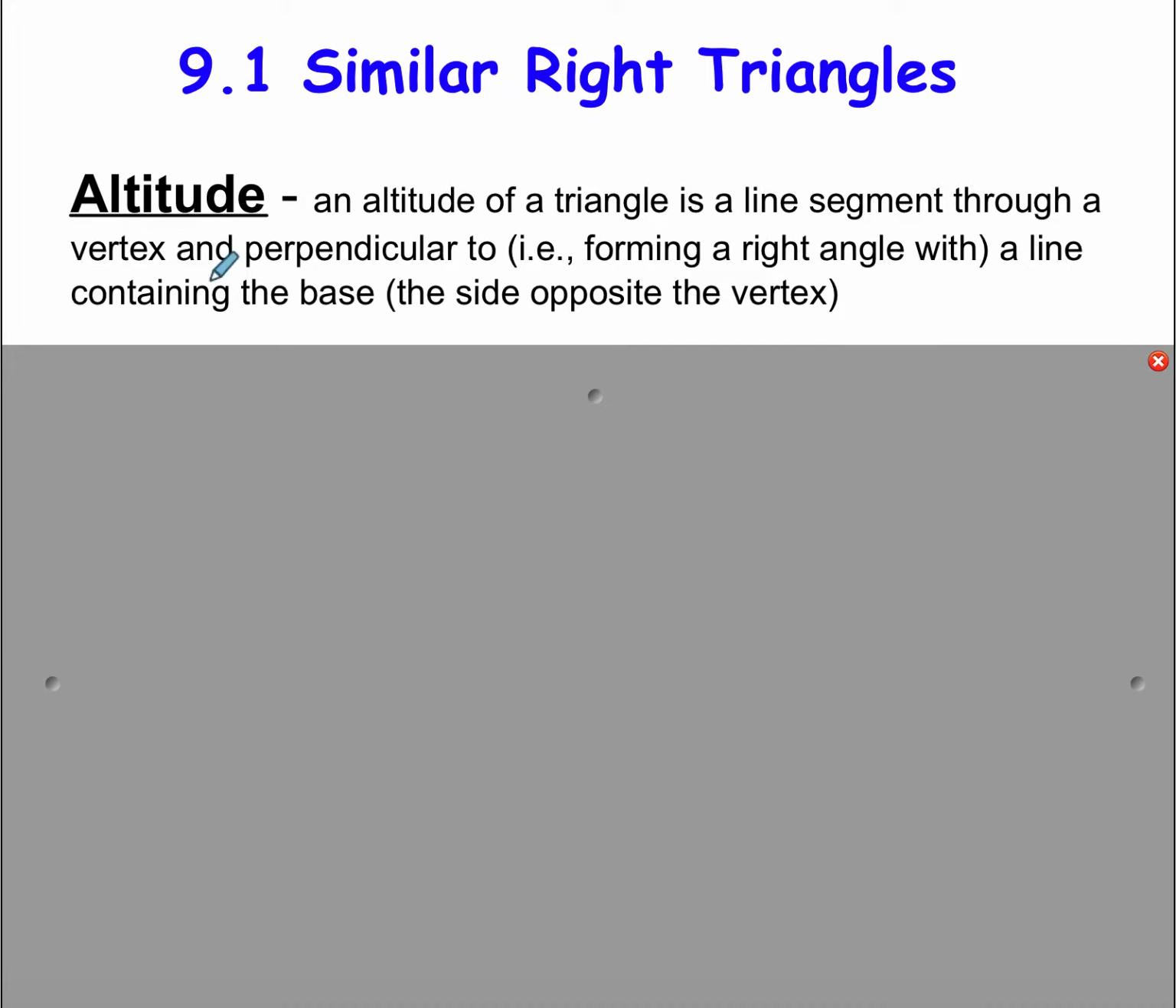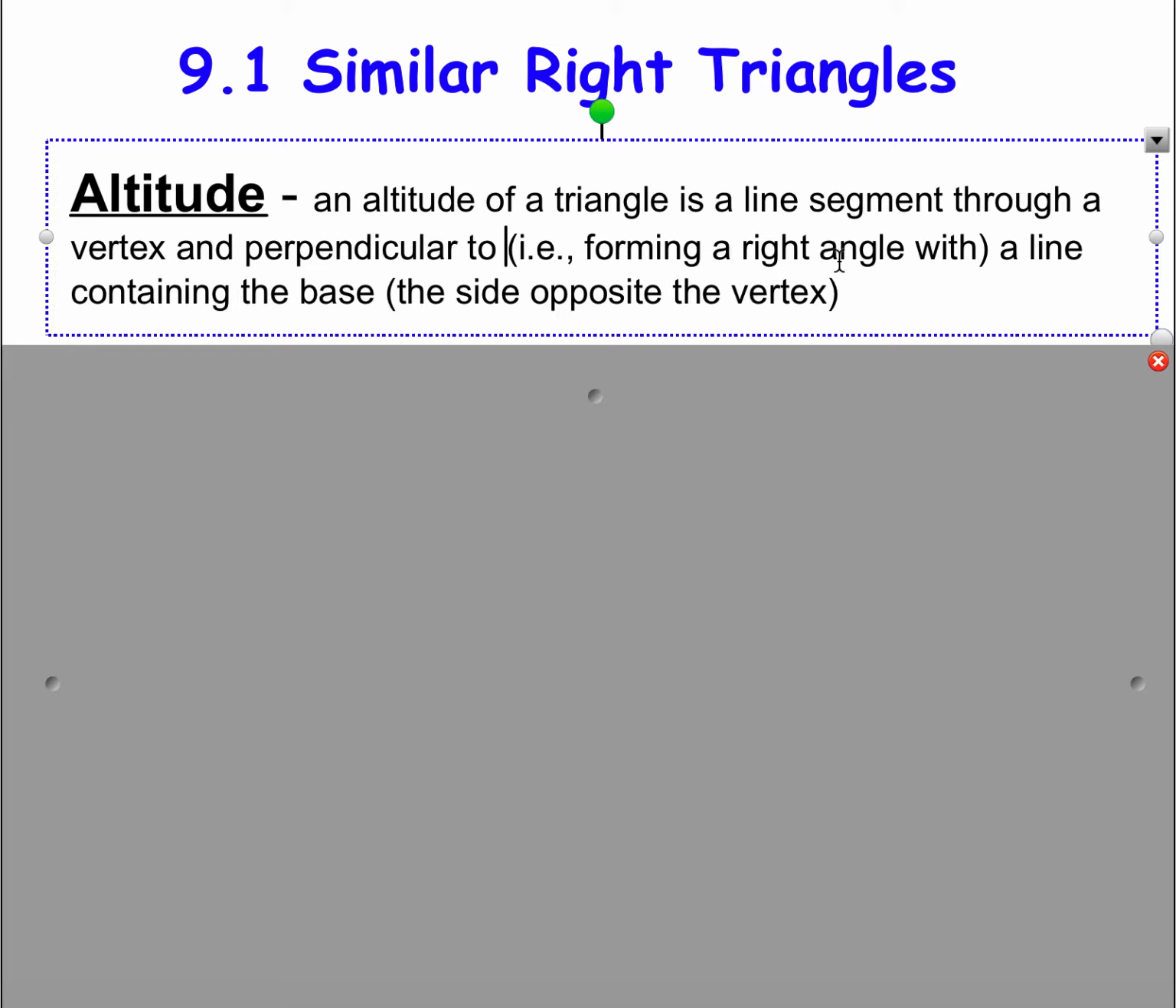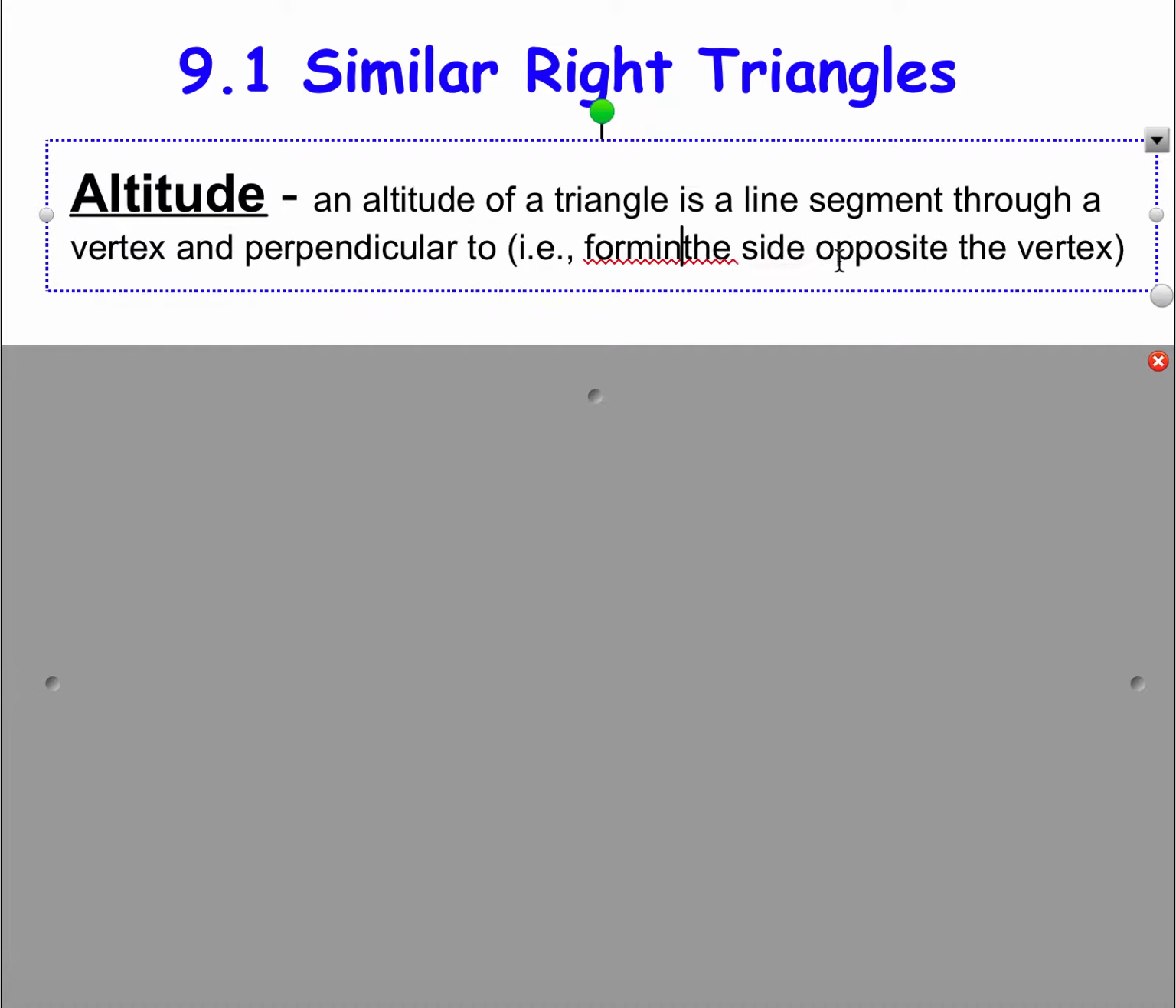So this is the technical definition, and in the parentheses I put what I thought made a little bit more sense. So I'm going to just take out all the stuff that maybe doesn't make sense and make it a little bit simpler. If I were putting the simplest version of this definition, I would put it like this. An altitude of a triangle is a line segment through a vertex and perpendicular to the opposite side of the vertex.